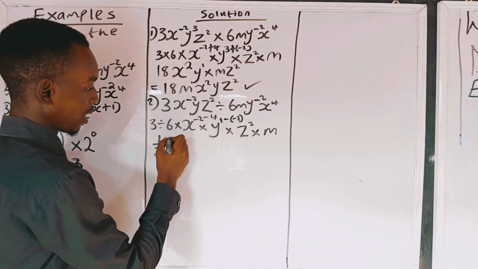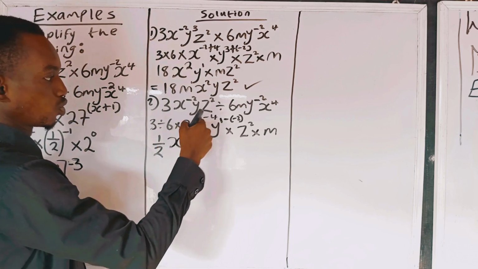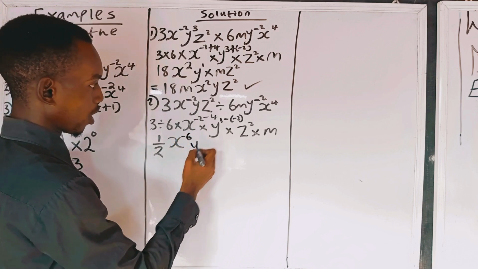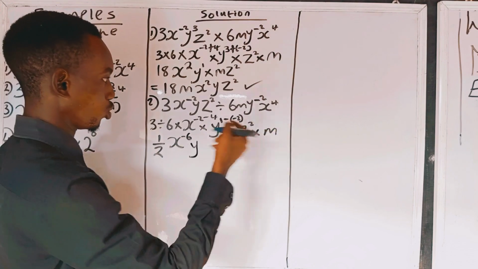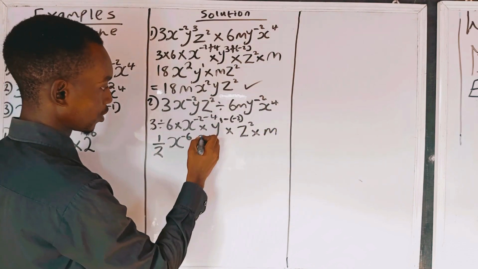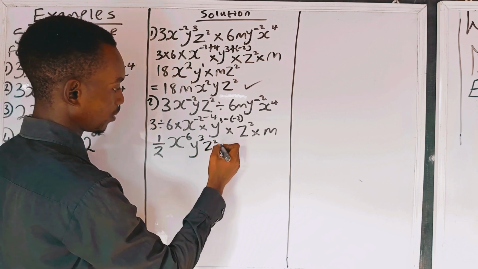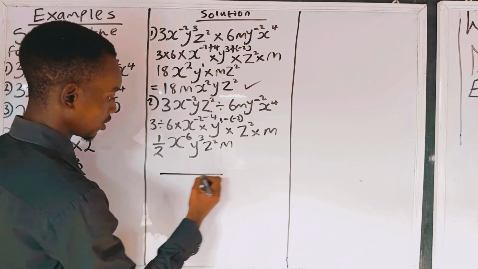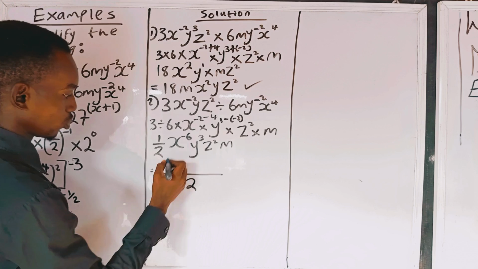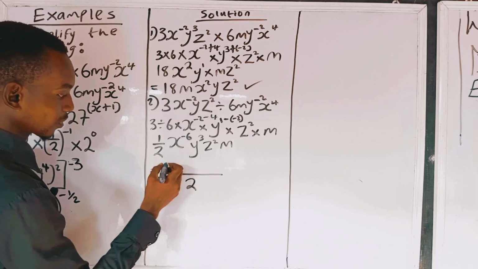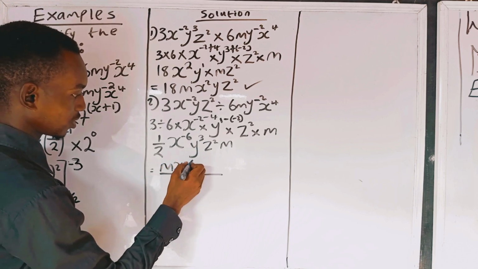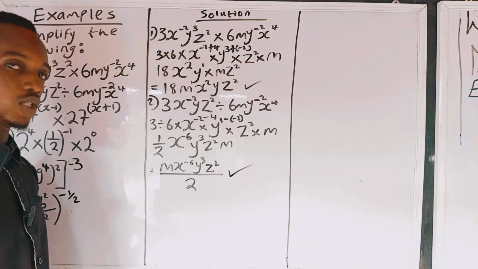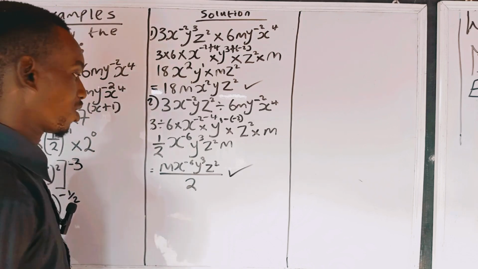Okay? So then we have x to the power of negative 2 minus 4. That's negative 6. Then we have y to the power of 1 minus negative 2. That gives us 1 plus 2, that gives us 3. Then z squared m. So we can write everything as a single fraction all over 2. That's m x to the power of negative 6, y cubed, z squared. Final answer for number 2. Okay, as simple as that, it's not hard.